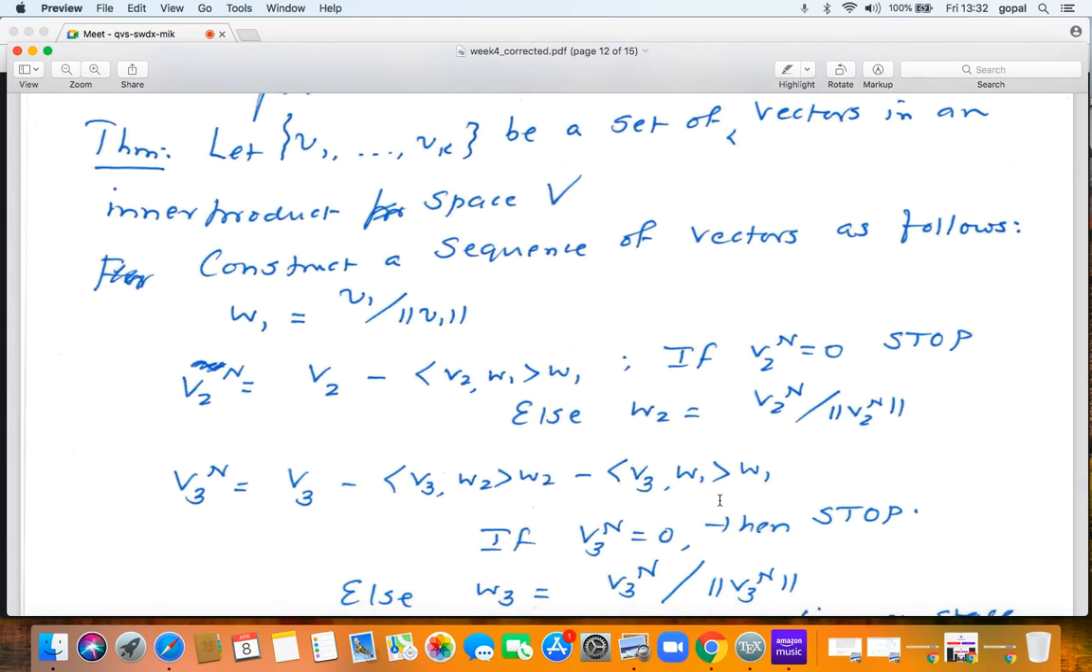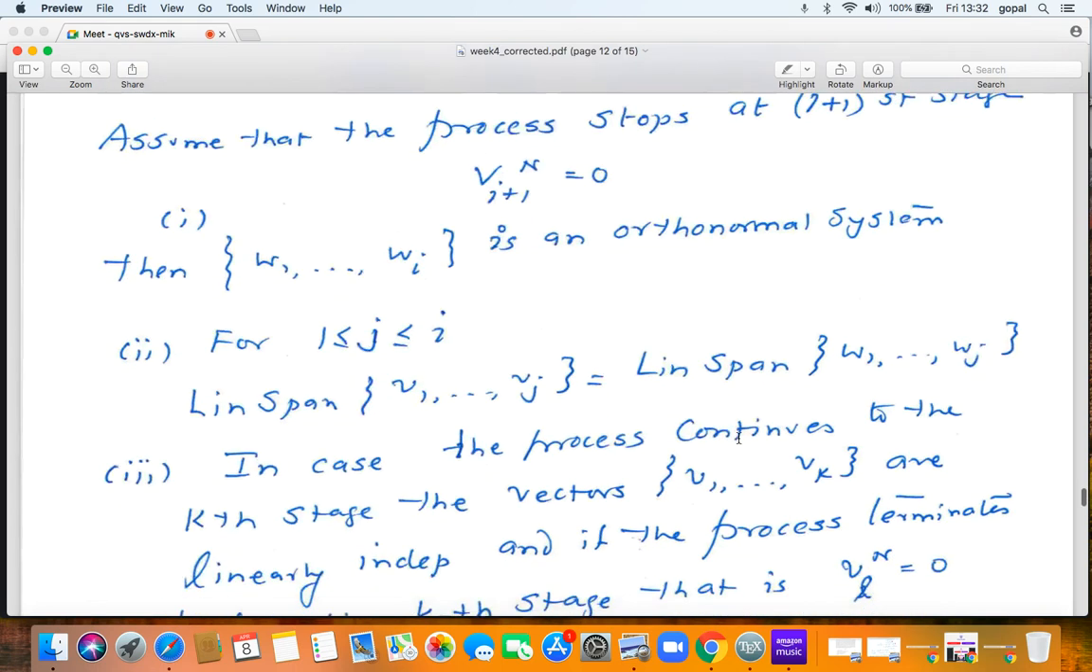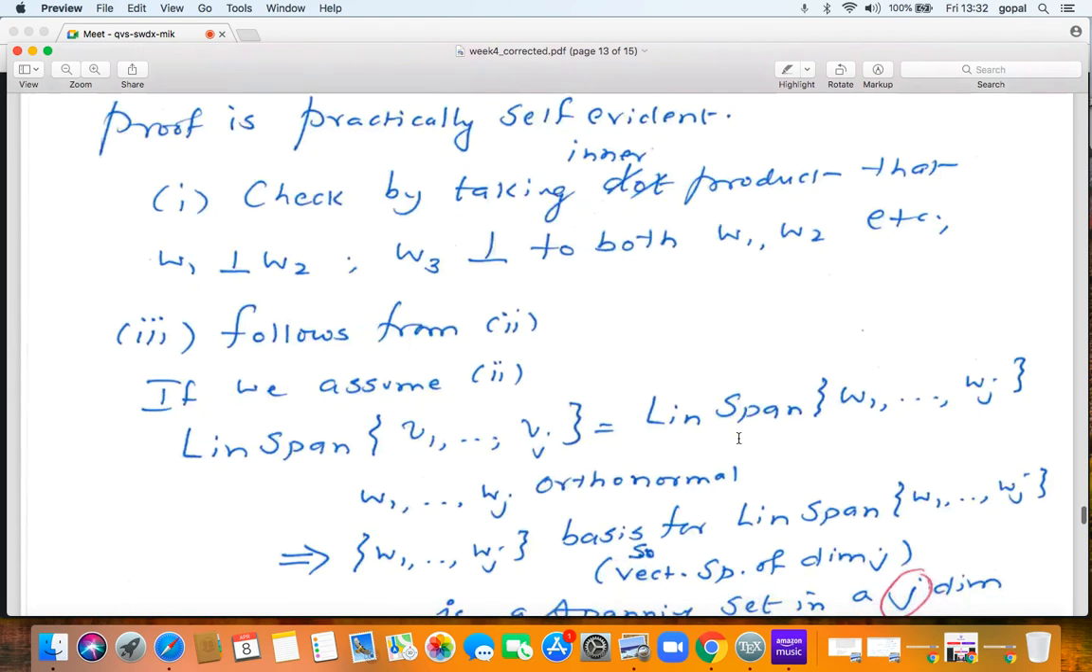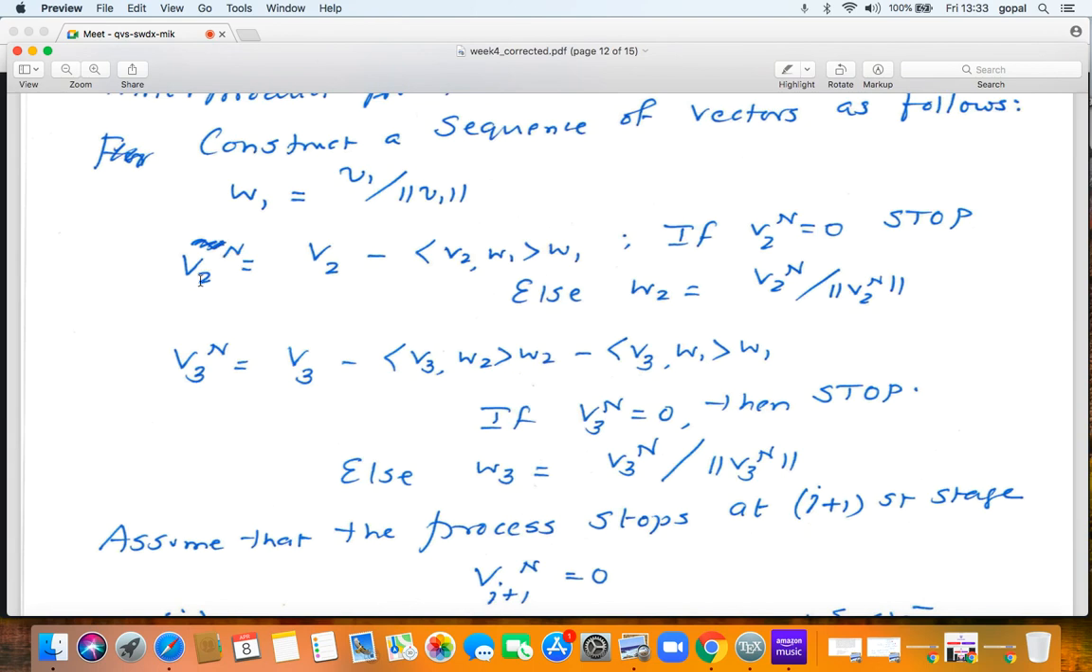Well, the theorem appears pretty long, but it is routine. The statements are pretty routine, and the proof is also very routine. The proof is practically self-evident. Now, check by taking the inner product, the dot product, that W1 and W2 are perpendicular. It's absolutely clear, right? Because if I take V2n and dot it with W1, what are you going to get? W1 dot W1 is 1 because W1 is a unit vector. We get V2 dot W1 minus V2 dot W1, that is 0. So this vector W1 is orthogonal to the next vector V2n, and V2n has been divided by its length, and we got W2. So W1 and W2 are orthogonal.